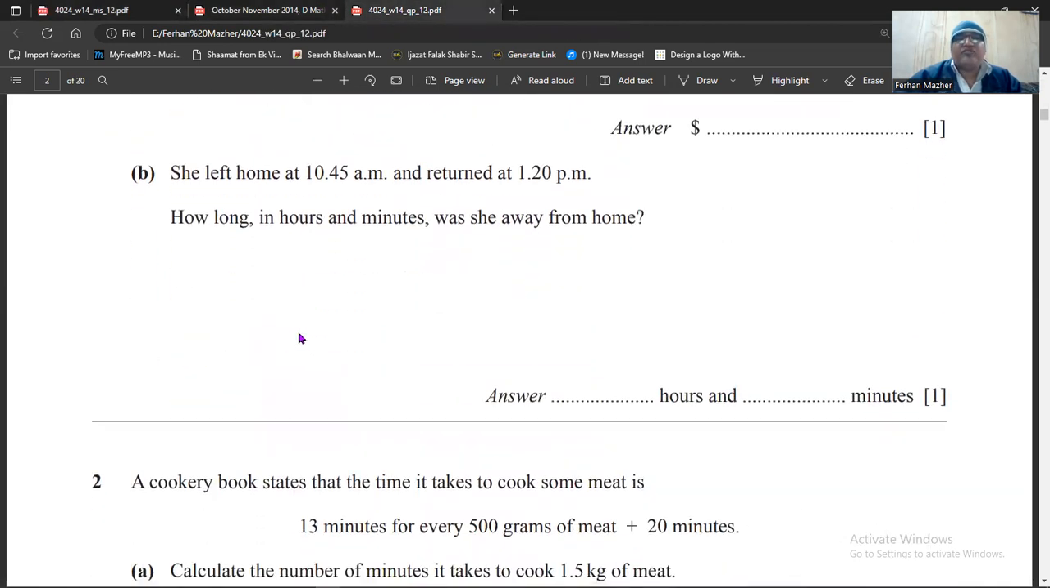Question number 1, its B part. She left home at 10:45 a.m. and returned at 1:20 p.m. How long in hours and minutes was she away from home?